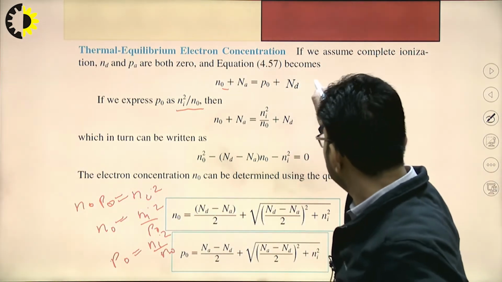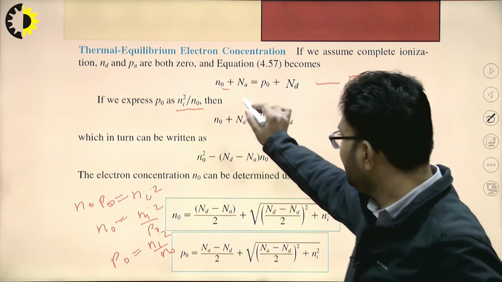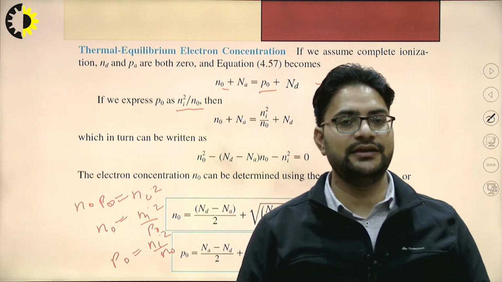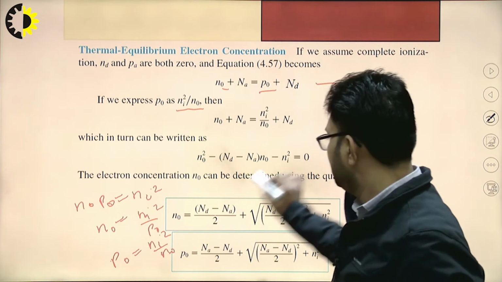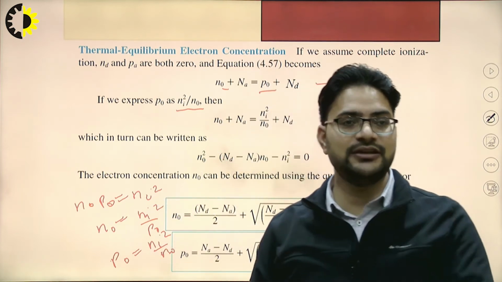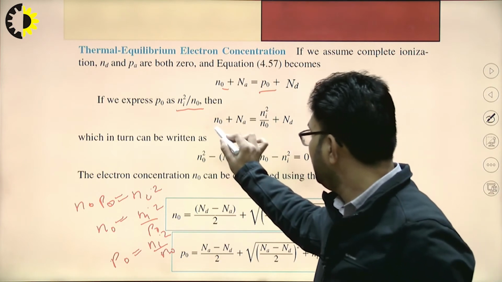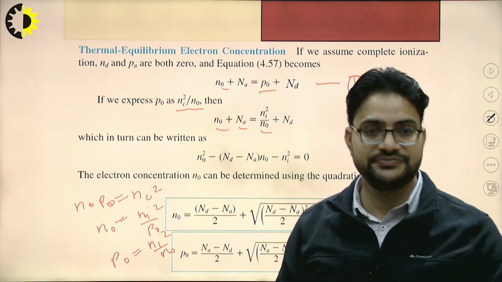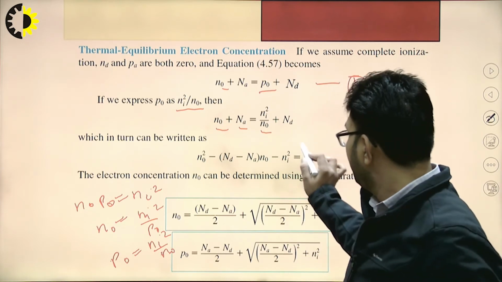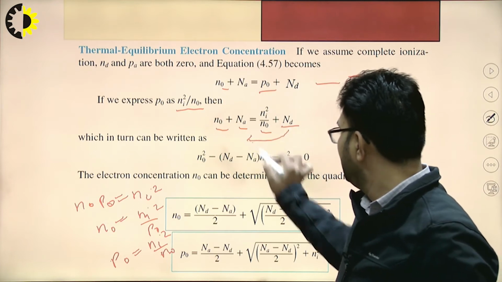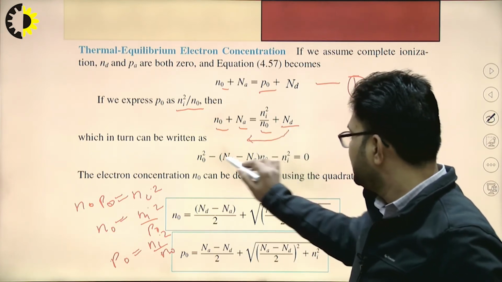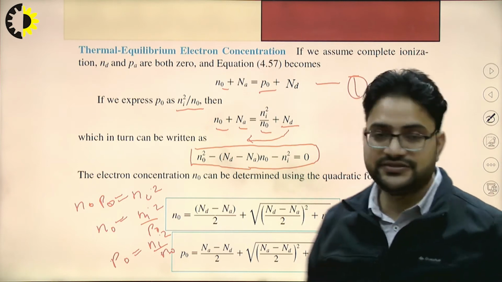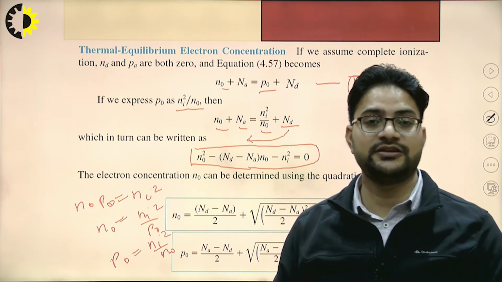So if I consider this as equation 1, I can put the value of P naught, that is equal to Ni square divided by N naught, from this mass action law to this equation. What we will get is N naught plus Na is equal to Ni square divided by N naught plus Nd. Right. So we can take this Nd to the left hand side, and so this will give me this equation, which is in the form of a quadratic equation.